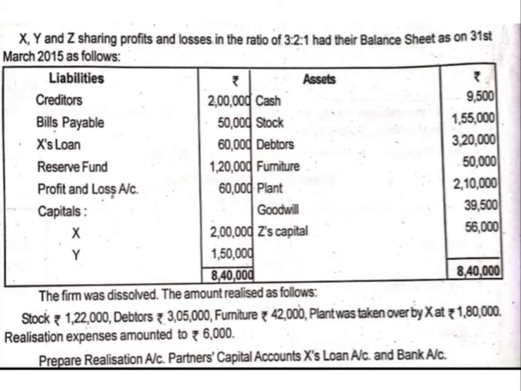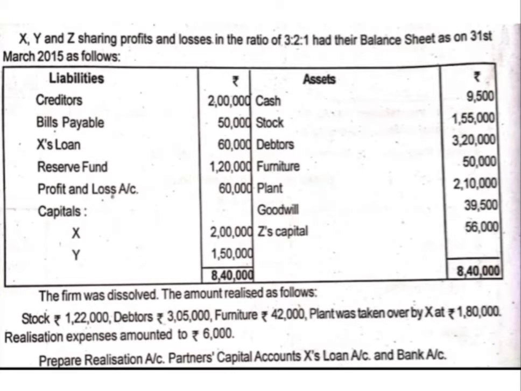X, Y and Z, sharing profits and losses in the ratio of 3:2:1, had their balance sheet as on 31st March 2015 as follows. On the asset side, we find cash, stock, debtors, furniture, plant, goodwill and Z's capital. On the liability side, creditors, bills payable, X's loan, reserve fund, profit and loss account and capitals of X and Y. The firm was dissolved. The amount realized was: stock 1,22,000, debtors 3,05,000, furniture 42,000, plant was taken over by X at 1,80,000. Realization expenses amounted to 6,000. Prepare realization account, partners' capital account, X's loan account and bank account. So this is the present question.